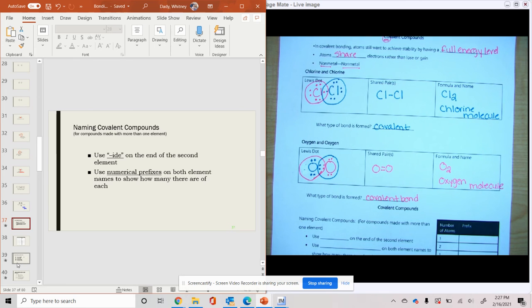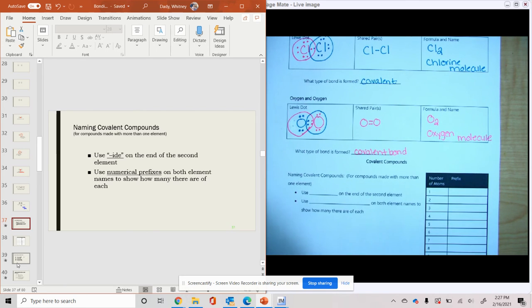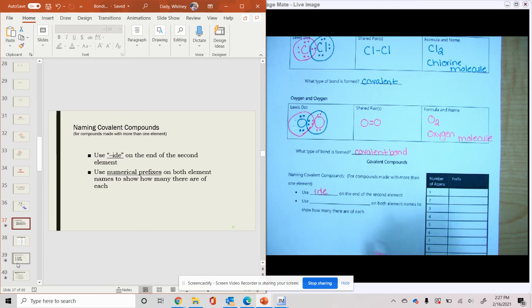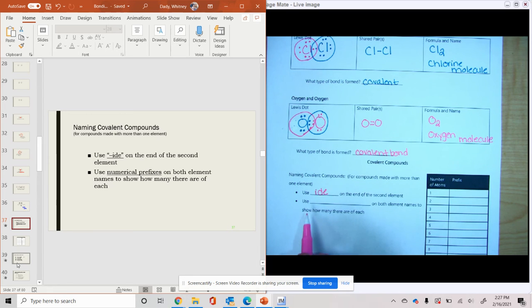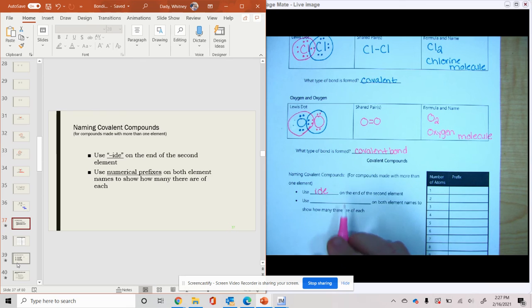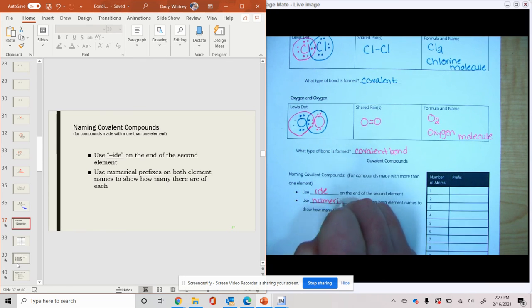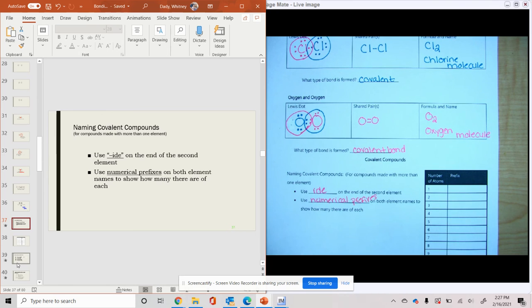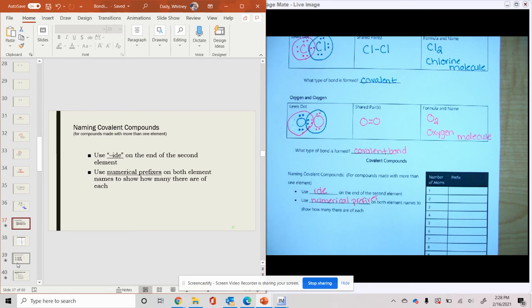Right. How do we name covalent compounds? Again, we're going to use "-ide" at the end of the second element. In this one, when we write the name, we're going to actually use numerical prefixes on both element names to show how many there are. Okay, so compounds made with more than one element. Up here, I didn't do this because these are the same element.